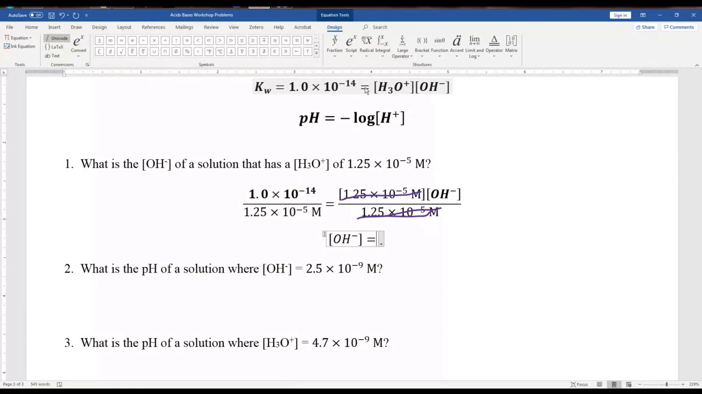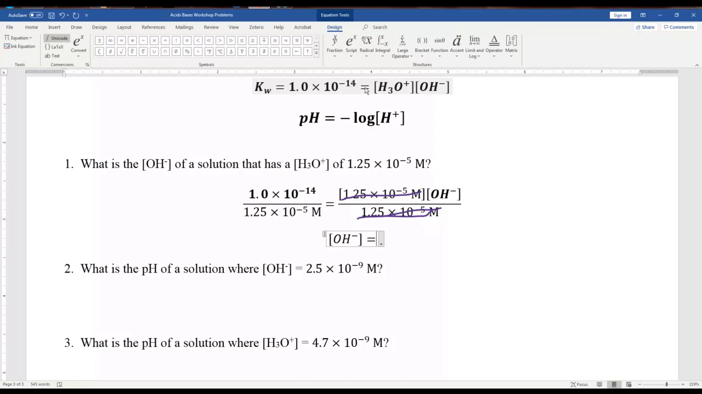Please, I want you to help me. Say it again. 1.0, well, not times, but 1.0 second function EE, and then negative 14. Yeah, and then divided by 1.25 second function EE, negative 5. Oh, I see. And what do you get? It's just syntax error.